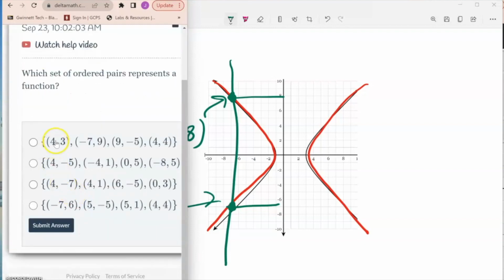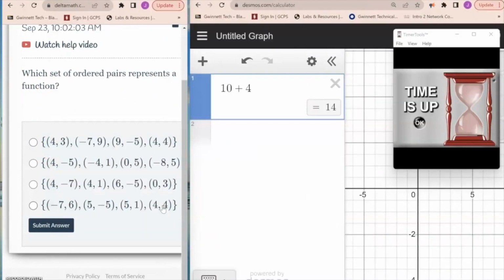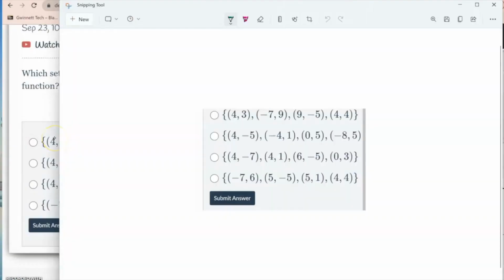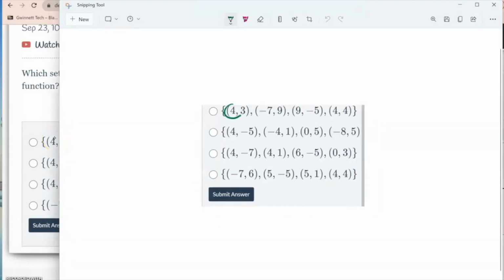So is a function represents a function. So I need x not to repeat. Let me do this again. All right. Looking at my x values.